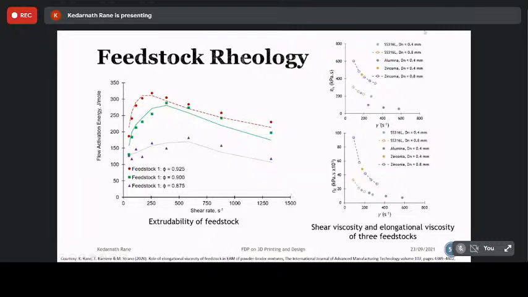Then we distinguished the shear viscosity and elongational viscosity. Again, it is a unique study, because most studies elsewhere consider only shear viscosity. When you consider only shear viscosity from the rheometer and apply the same understanding of the physics, you will not get the part deposited as per your needs. So elongational viscosity is very important in these studies.